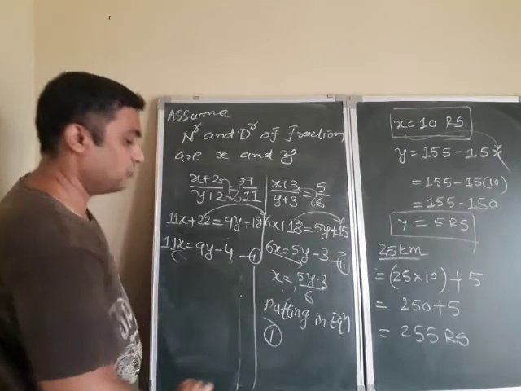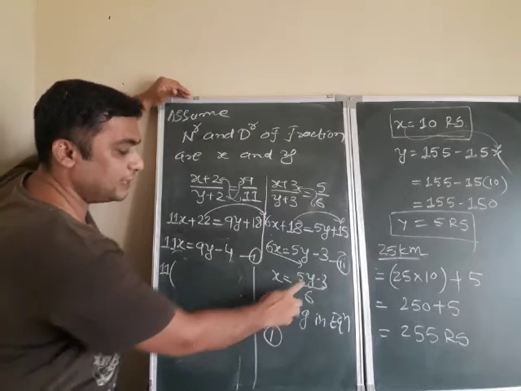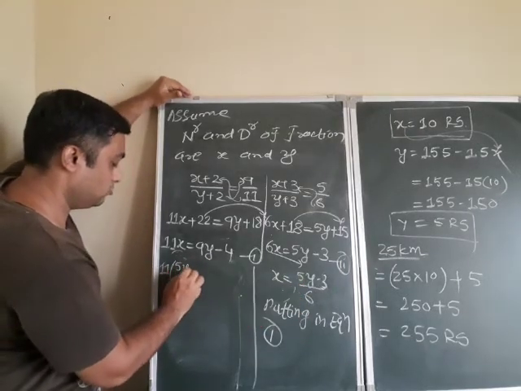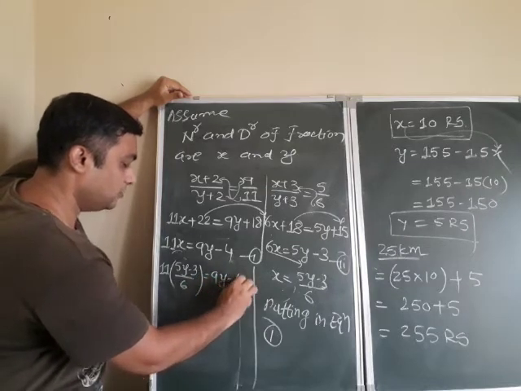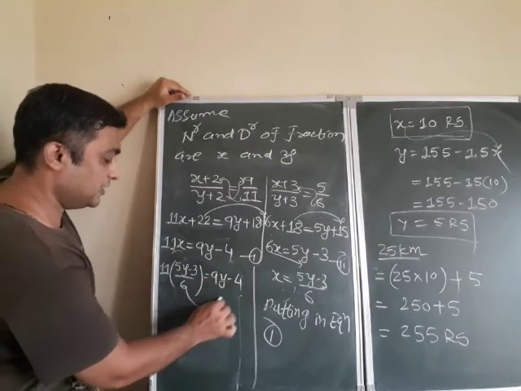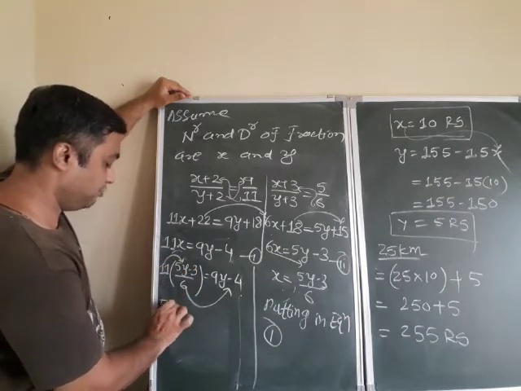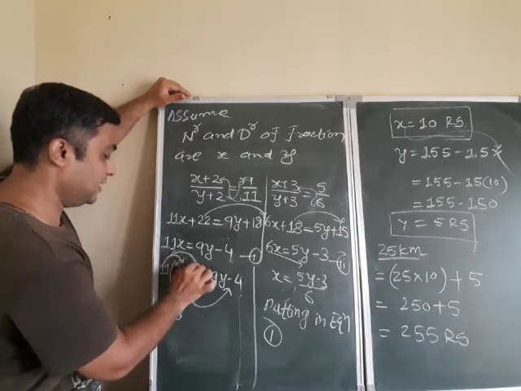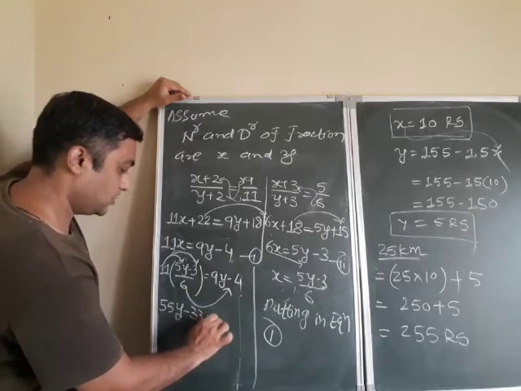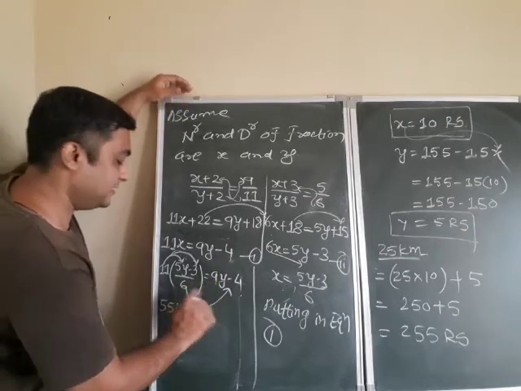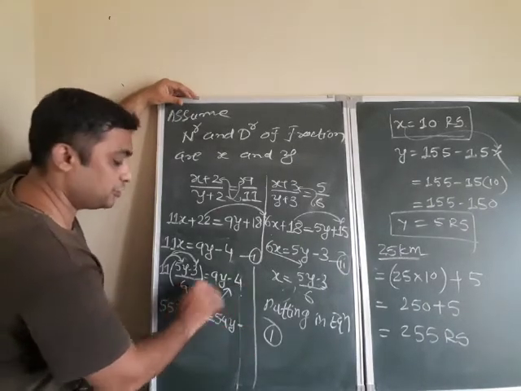In equation number 1, let me substitute here. So 11 times the value of x, which is 5y minus 3 upon 6, is equal to 9y minus 4. Now this 6 you can multiply here, or 11 multiplied here. So 11 into 5 is 55y. This 11 multiplied here: 11 threes are 33, minus 33, is equal to this 6 multiplied: 9 sixes are 54y minus this 6 multiplied: 6 fours are 24.